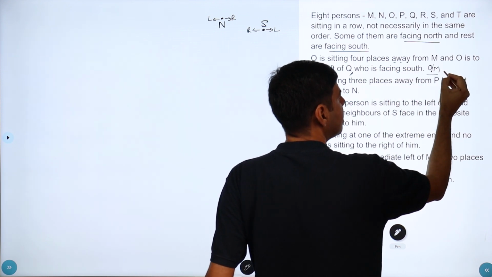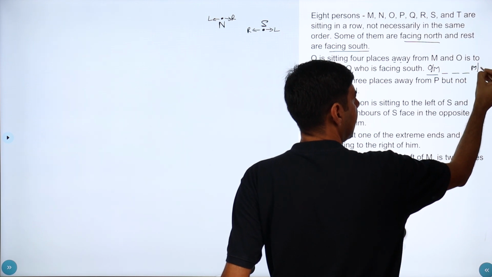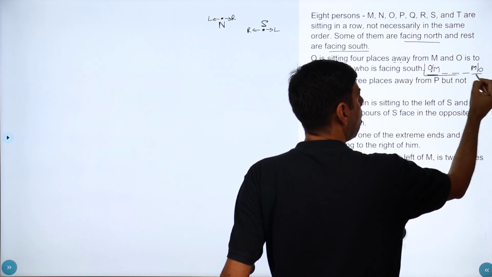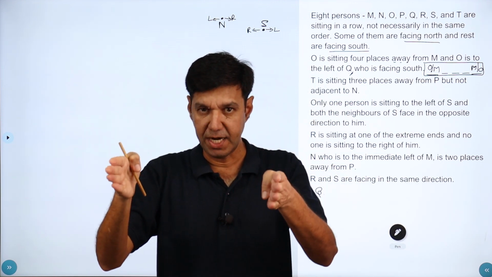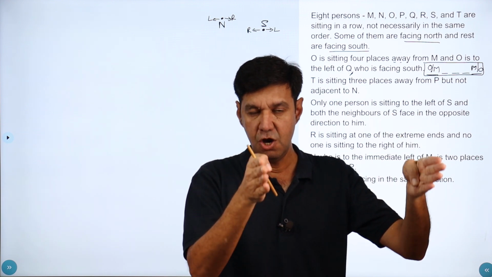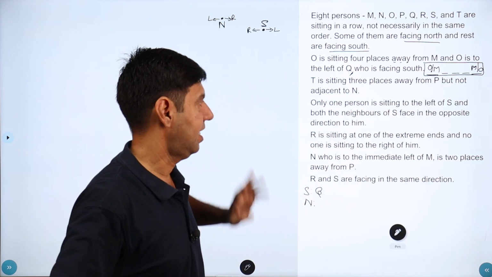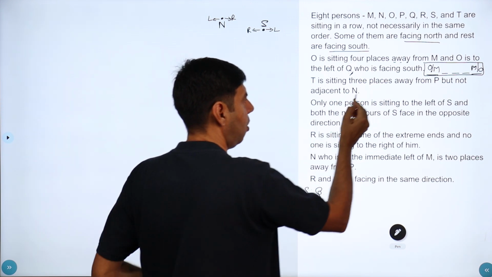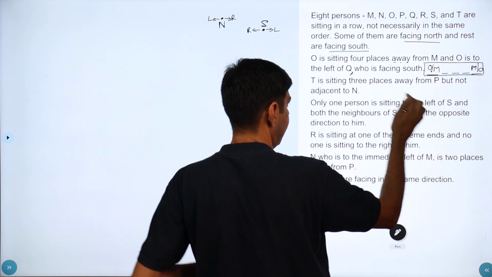And then 4 places away. 1, 2, 3, and the 4th place is the other person, M or O. So this is a block of 5. So that block of 5 could be in 1 to 5, 2 to 6, 3 to 7, 4 to 8. Okay, so 4 places are there for it. Keep building blocks. O and M, keep that in your mind. You have to keep linking if they come again.